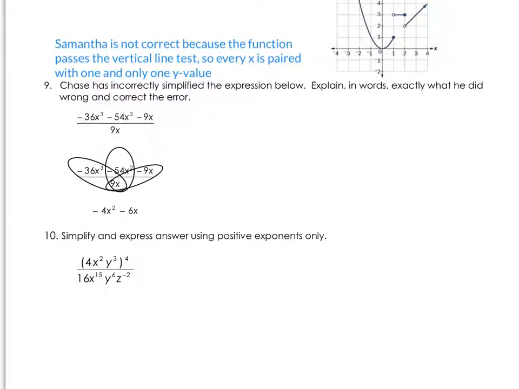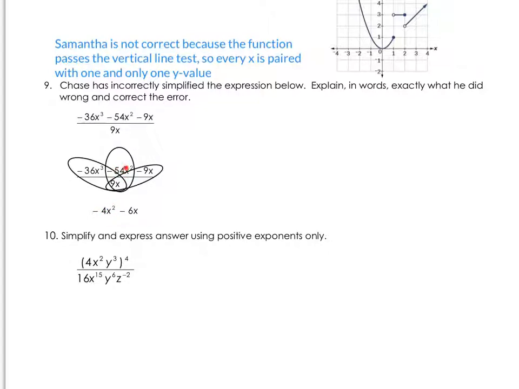Okay, this next question says that Chase has incorrectly simplified the expression below. Explain in words exactly what he did wrong and correct his error. So if I look here, I see, okay, I've got a trinomial being divided by a monomial. So Chase decided to do the pretzel method by circling each term and dividing them. So negative 36 x to the third divided by 9x, which I can look up here to see, is negative 4x squared. Okay, so that's right.